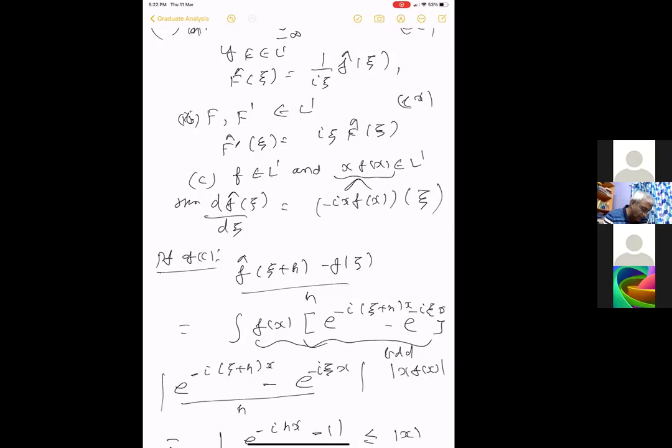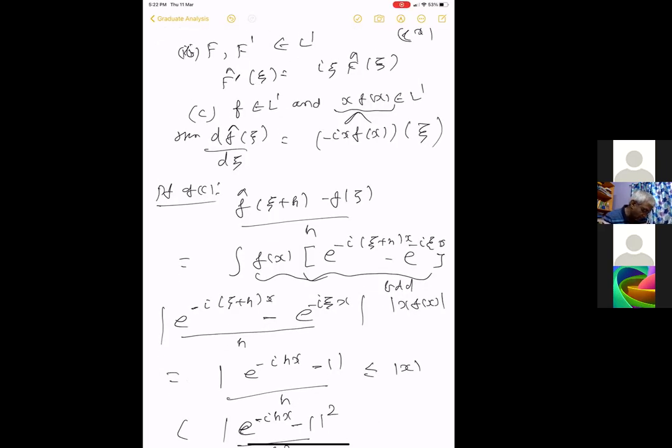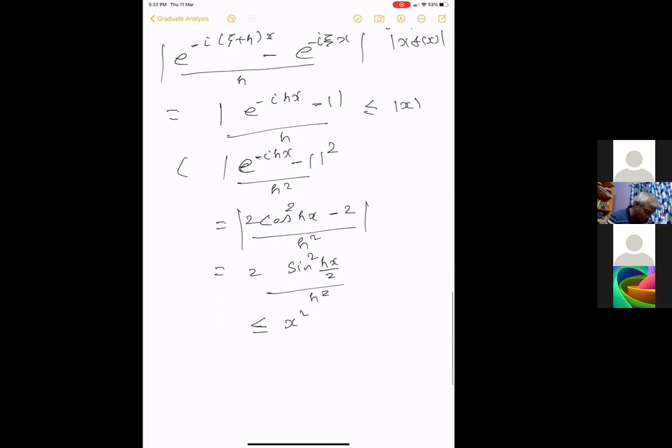So once you differentiate it, this e power i, oh, I have missed a divide by h here. So when you differentiate it, you get ix out. So the rest is an exercise. Okay.